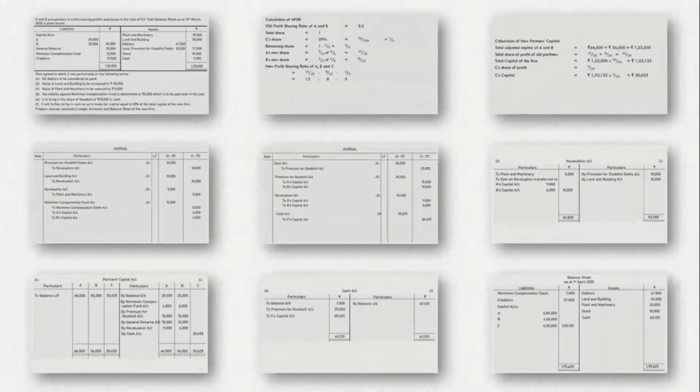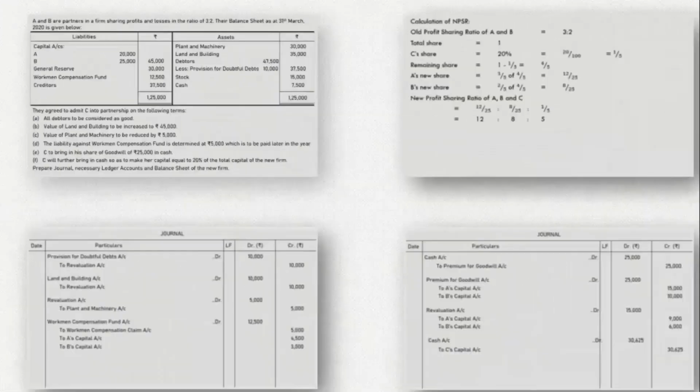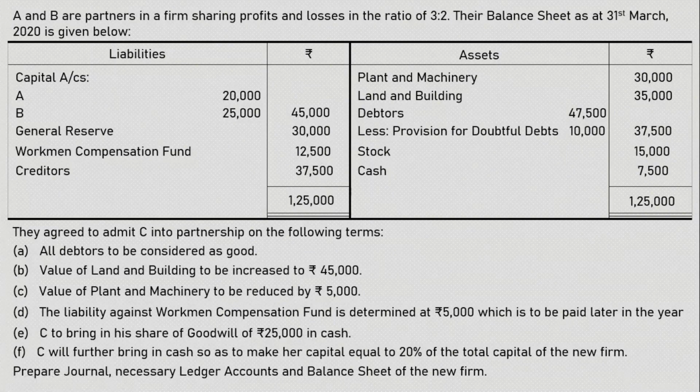Okay, then let's check our adjustments. All debtors to be considered as good. It means we don't need any provision for doubtful debt because all our debtors are good and they will pay us the amount. Debtors are of 47,500 and provision for doubtful debt is 10,000. So we don't need this 10,000 now.